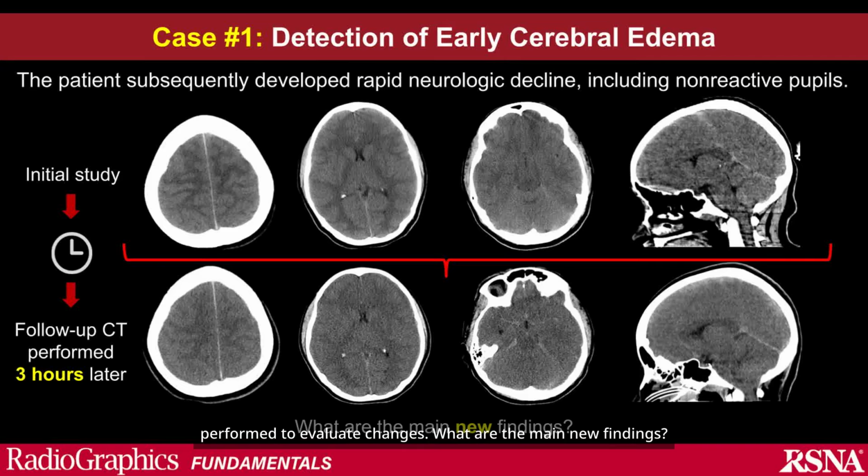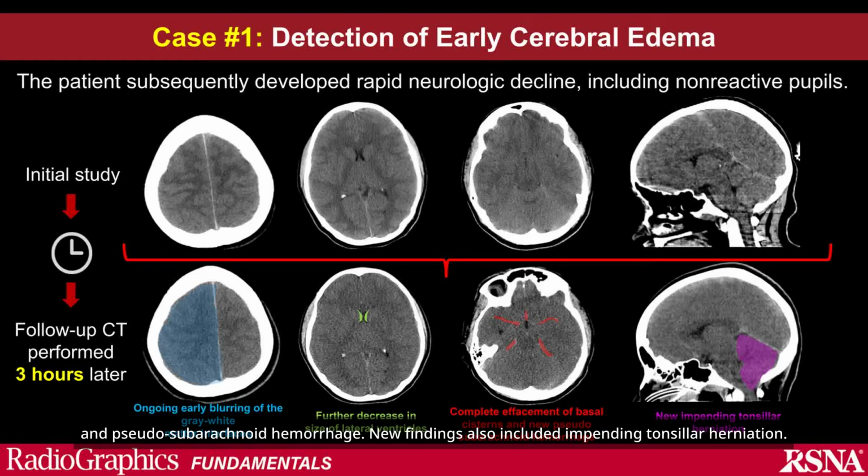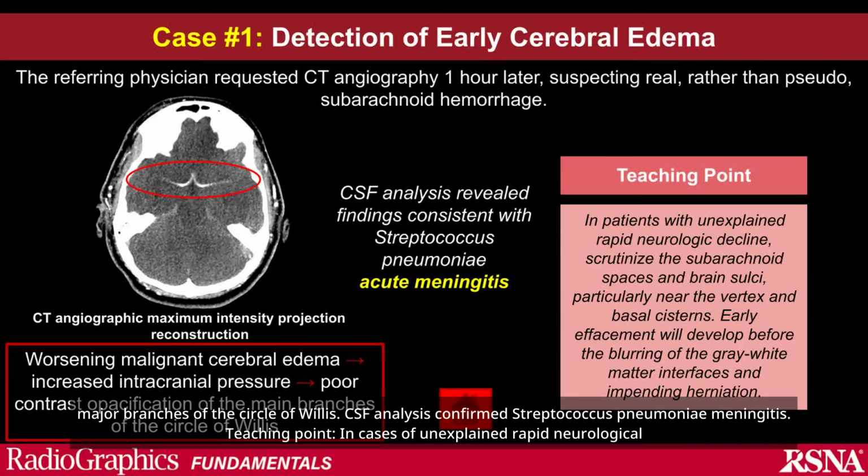What are the main new findings? Follow-up CT demonstrated ongoing blurring of gray-white matter differentiation, further reduction in lateral ventricle size, complete effacement of basal cisterns, and pseudo-subarachnoid hemorrhage. New findings also included impending tonsillar herniation. A subsequent CT angiography revealed worsening malignant cerebral edema and increased intracranial pressure, evidenced by poor contrast opacification of the major branches of the circle of Willis. CSF analysis confirmed Streptococcus pneumoniae meningitis.